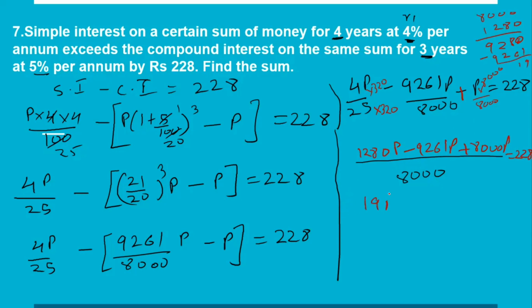So you get 19P upon 8,000 is equal to 228. So P is equal to 228 into 8,000 upon 19. On simplifying this, you divide by 19: 19 ones are 19, 19 twos are 38, and 12 eights are 96, so 96,000. You get the principal as 96,000. Got it, children? Understood? Let us quickly move on.